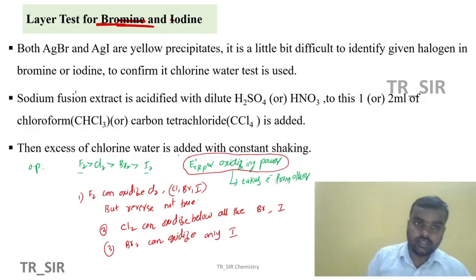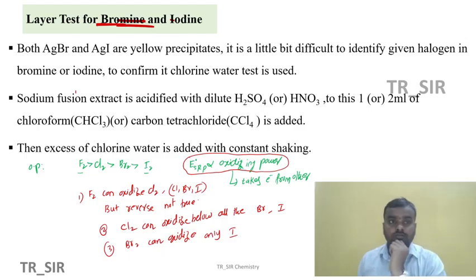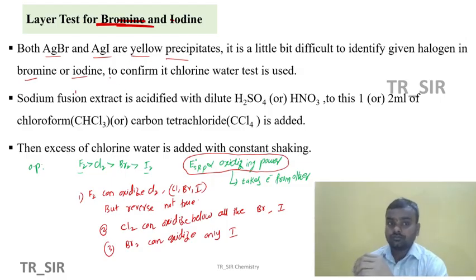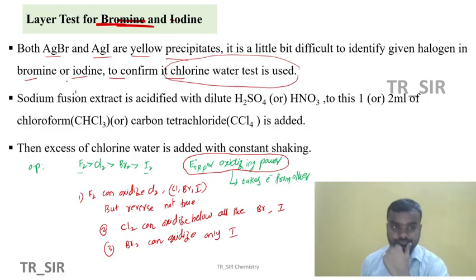That is the reason we need to know this. Both AgBr and AgI are yellow precipitates. It is a little bit difficult to identify the given halogen as bromine or iodine because both are yellow precipitates and difficult to separate. So to confirm, we use the chlorine water test.